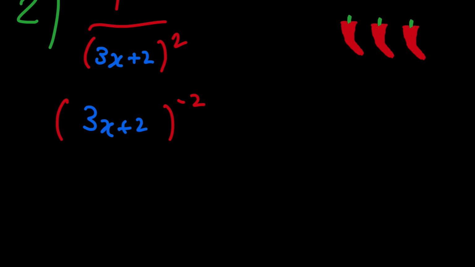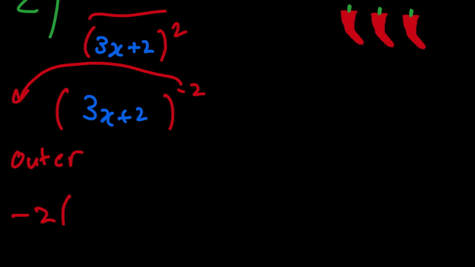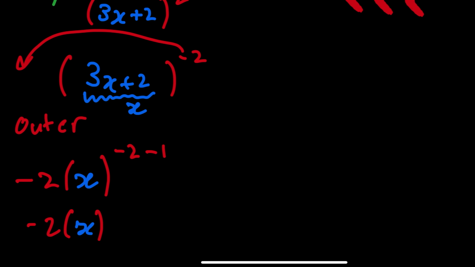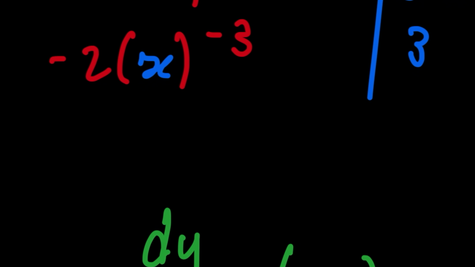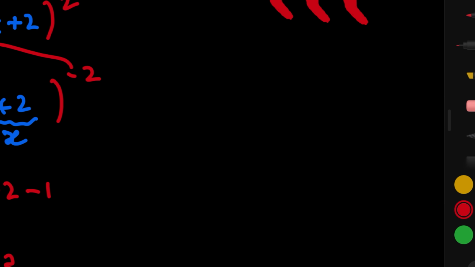Okay, that makes it a lot simpler, right? Because now we can just apply simple power rule. We need to do outer first, so let's take the derivative of the outer function. We bring 2 forward, so it's -2, and we'll label this as x for now. So it's -2 times x to the power of -2 minus 1, which is -2 x to the power of -3. And one last thing, we can substitute in x over here. So we get -2 times 3x plus 2 to the power of -3. Okay, that's our outer function.